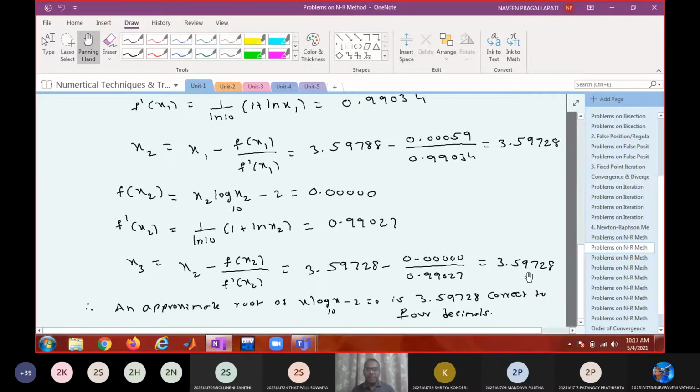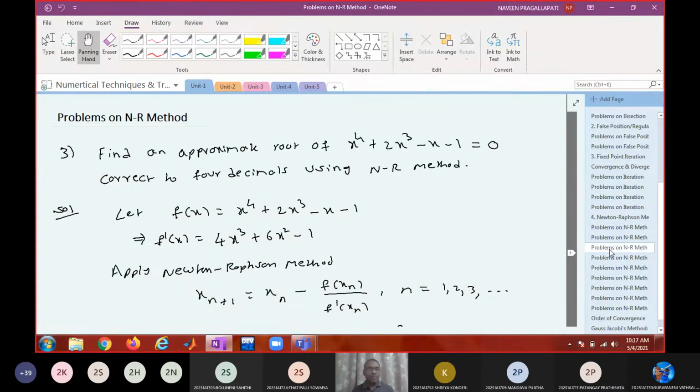Okay, so we'll continue to do some more problems. So before that, let me show you some of the problems which are already solved in the other class. Then we will do similar problems.